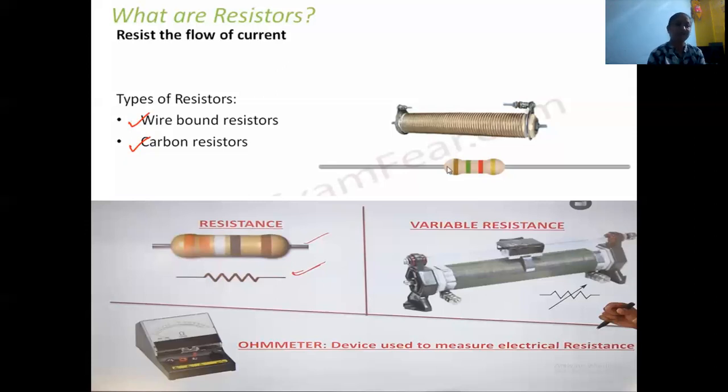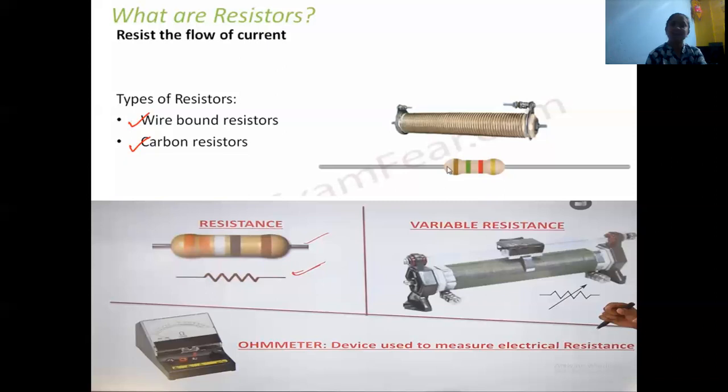So there are different types of resistors available. Okay, one is the wire bond resistor and another is the carbon resistor. So here we have two types of resistors. Okay, children. So you are able to see these kinds of resistors available, correct?